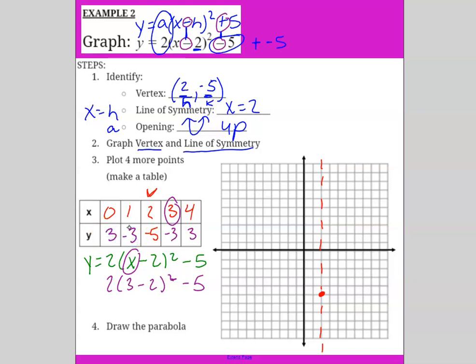Use that symmetry piece, and then we draw the parabola. 3, -3. And 1, -3, and then 4, +3, 0, +3. And there we have our parabola. And as we said it would, it opens up.